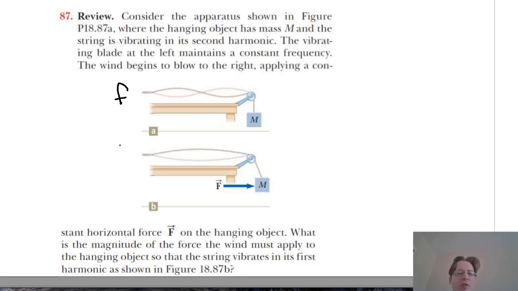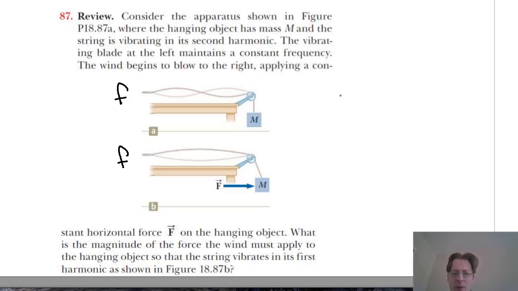Now, in this case, the frequency is being held fixed. There's something driving the string at a fixed frequency. So when you increase the tension, it's not going to be able to change the frequency in this case. Instead, what's happening is the wave speed is larger, and it's just that the wavelength for that given frequency is now longer.